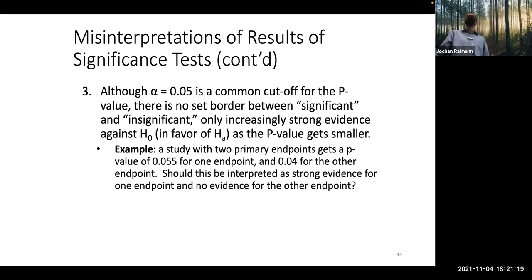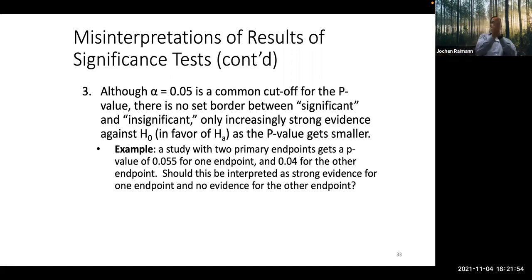So whatever insights you have is worthwhile reporting, in my head. So I started with two primary endpoints as an example. Say one endpoint gets a p-value of 0.055 and the other endpoint 0.04. Should this be interpreted as strong evidence for one endpoint and no evidence for the other endpoint? Again, there's a difference of 1.5%, right? Just because it crosses this threshold doesn't mean it's useless insights. It still may be very, very valuable to understand what caused this difference.